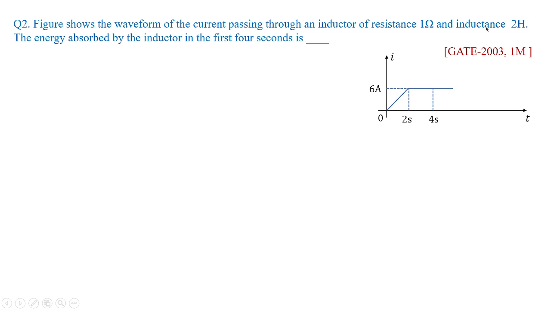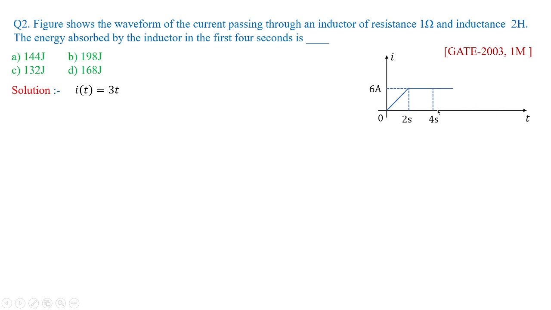Exactly, the resistance and inductance are the parameters where the current waveform is shown, and the current is 6 amperes and it is ranging from 0 to 4 seconds, which is based on x-axis. From 0 to 2 it is linear, from 2 to 4 it is constant. So this is the waveform given to us for the RL circuit. For this waveform, we need to find out the energy absorbed by the inductor in the first 4 seconds. So how to do this? The options which are given are 144 joules, 198 joules, 132 joules and 168 joules.